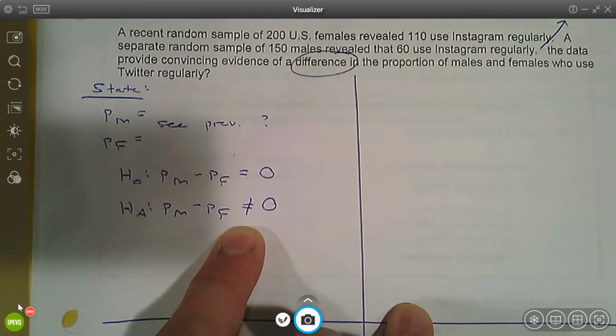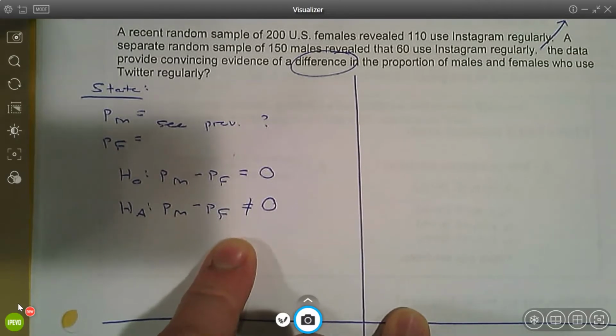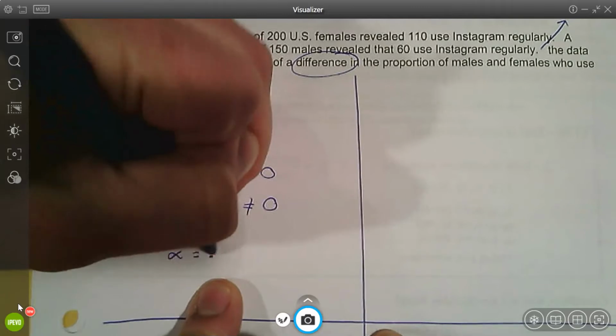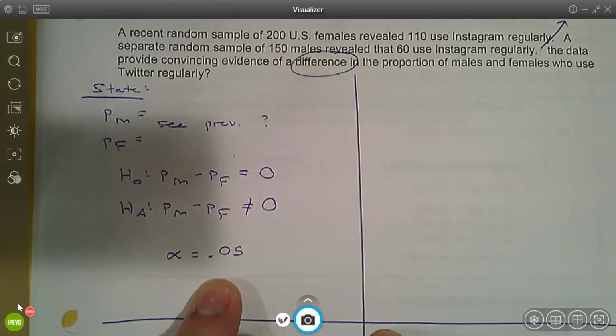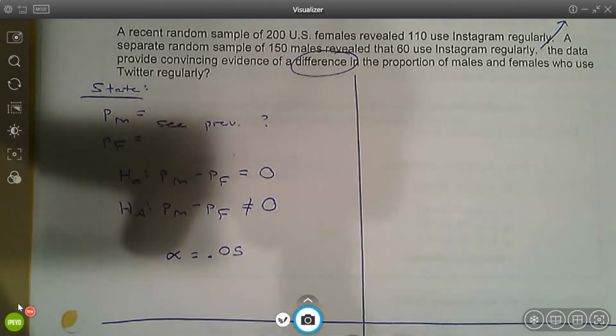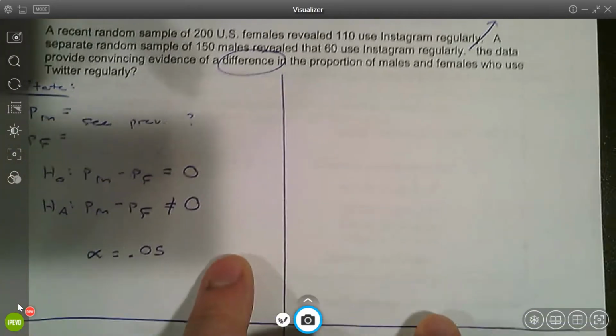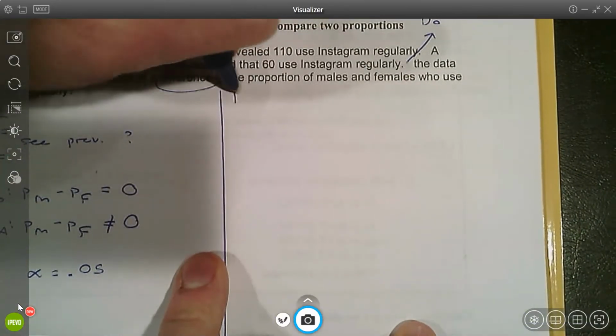So this is going to be a 2-sided test, that the proportion of males minus the proportion of females is not equal to 0. They have not told us any other significance level that they want us to use, so we're going to use our default 5% level. So that's it for the state step. Going on to plan.